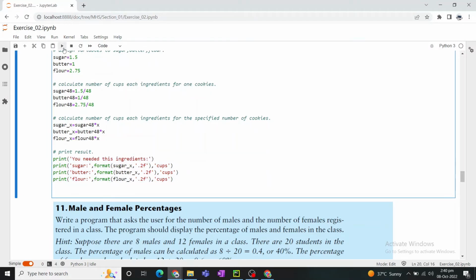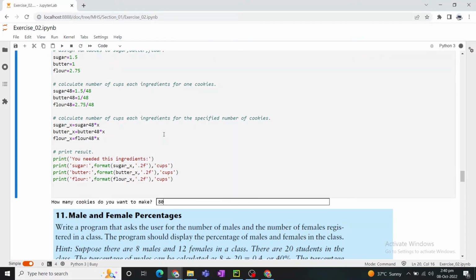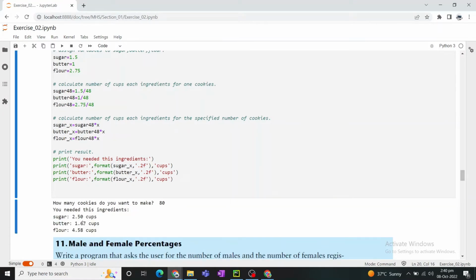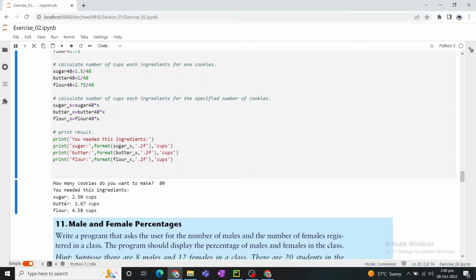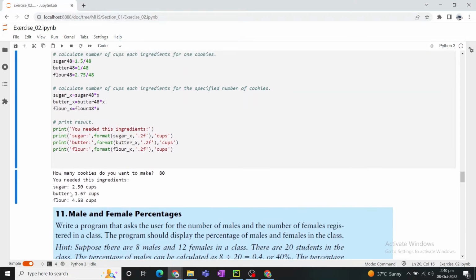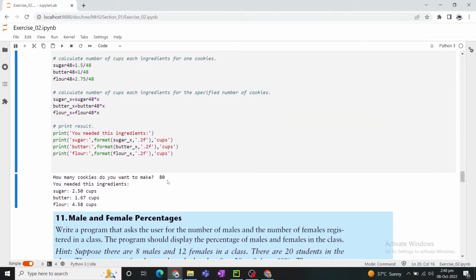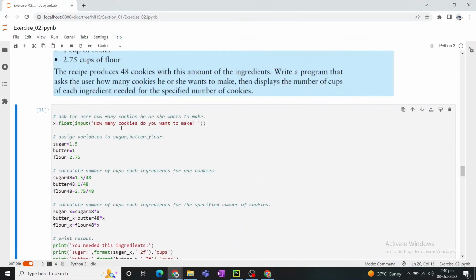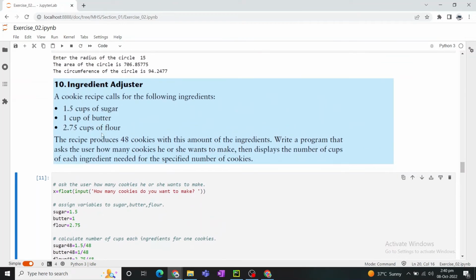So let's run and check. If we want 80 cookies, we need 2.5 cups of sugar, and we need 1.67 cups of butter. And similarly, we require 4.58 cups of flour. So these are the ingredients for the 80 cookies, and over here these were the ingredients for the 48 cookies.